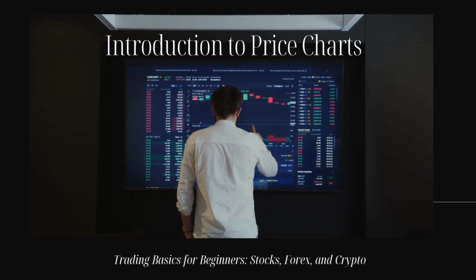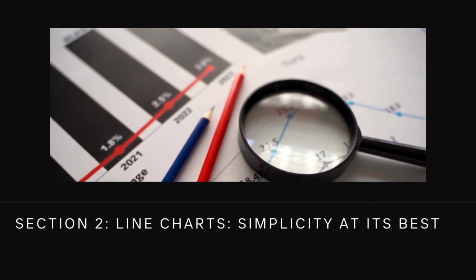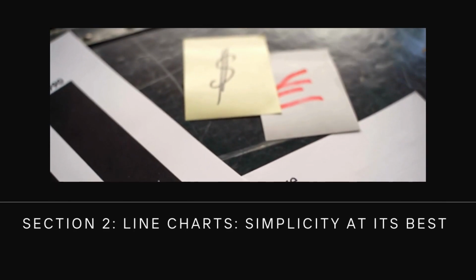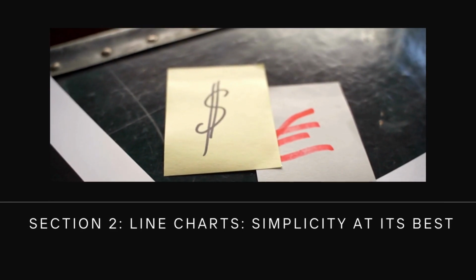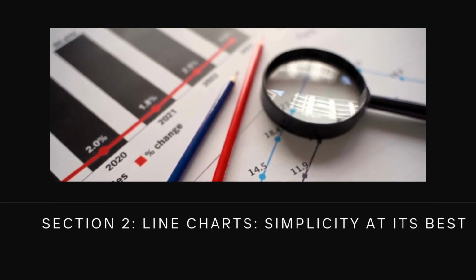In this module, we'll explore three main types of charts: line charts, bar charts, and candlestick charts, and discuss how to identify price trends using these tools. By the end of this session, you'll be equipped to read and interpret these charts effectively.